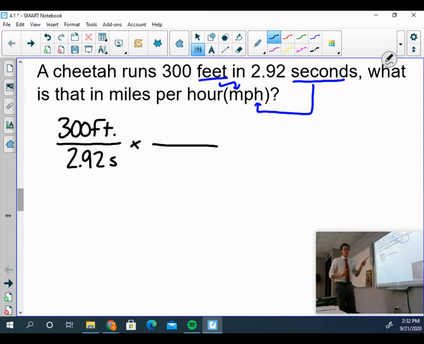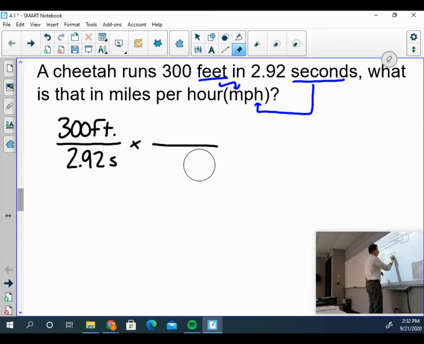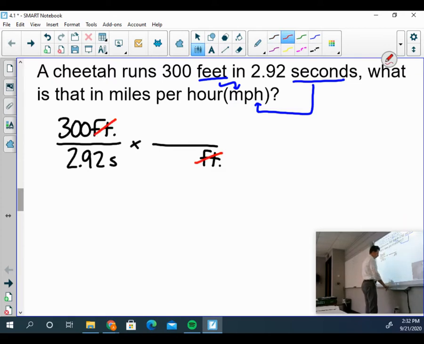Well, as we learned in the last problem, I want to get rid of feet. So I know that unit's going to go on the bottom. What am I replacing feet with? Well, feet is being replaced with miles. How many feet are in a mile? Well, that is a common ratio. Some of you might know it, maybe some runners in the group. But if you don't, there are 5,280 feet in 1 mile.